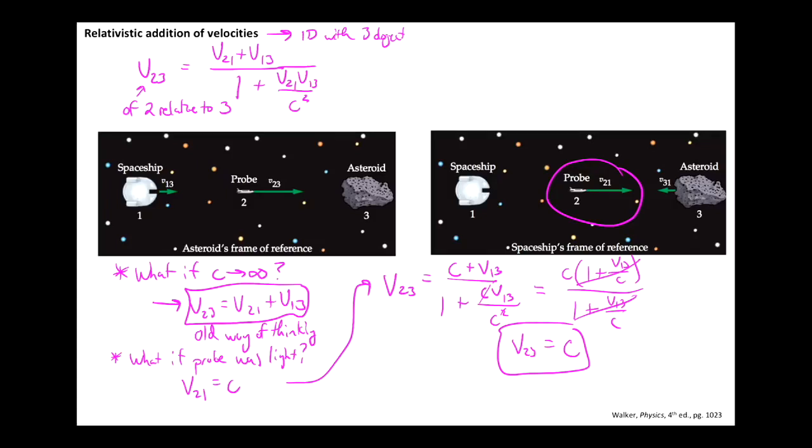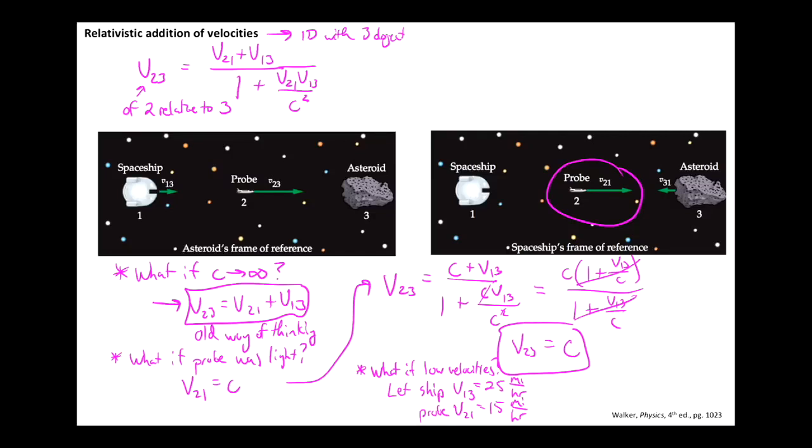There's one other thing. What if low velocities? Remember that these equations need to simplify back to regular stuff if I don't have a high velocity happening. So let's let the ship be moving, which is going to be v13, at 25 miles per hour. Ooh, that is one slow spaceship. And let's let v21, which is the probe, be 15 miles per hour. So much more terrestrial speeds at this point.